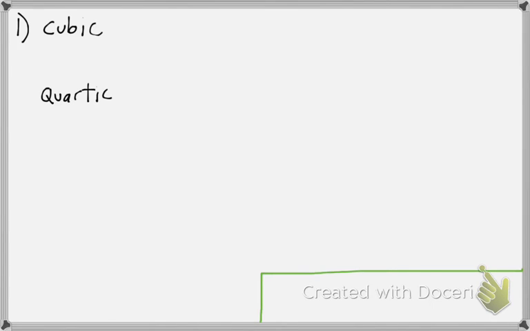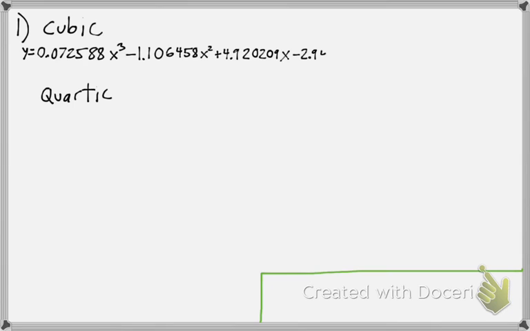So if you type in the numbers and get the regression, then you should get y is equal to 0.072588 x cubed minus 1.106458 x squared plus 4.92029x minus 2.945787, and my r squared value, let's look at that, is going to be 0.853.